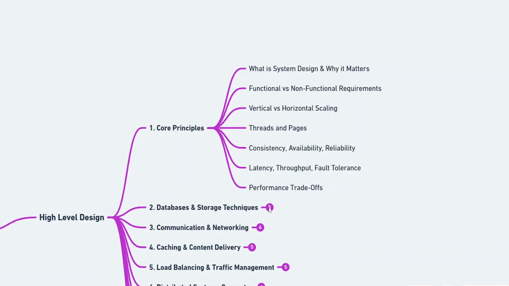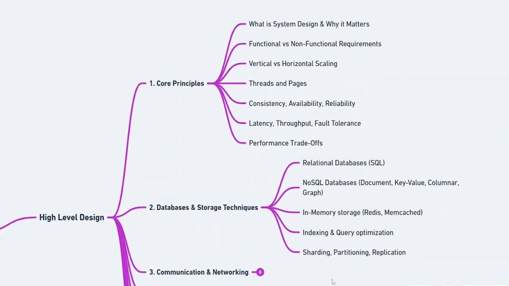Next is databases and storage techniques. Your databases and storage techniques are the heart of your system. Relational databases are great for transactions and structured data. NoSQL databases of type document, key value, columnar, graph are great for flexibility and scaling. Then we have in-memory storages like Redis and Memcached. And it is also important to understand indexing and query optimization. Then you will hear terms like sharding, replication, and partitioning.